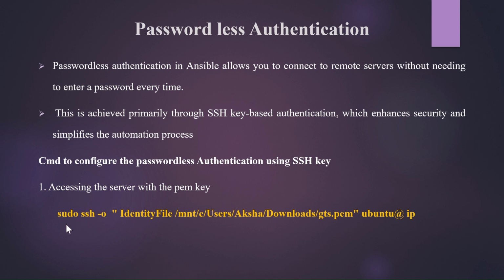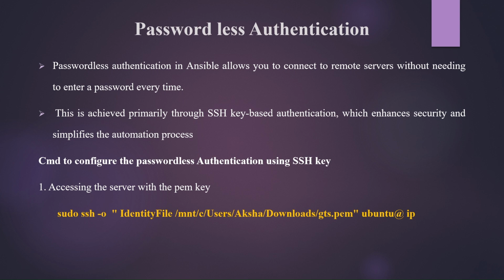Sudo ssh -o IdentityFile and the path, like /mnt/c/Users/.../Downloads/gts.pem, is the path for your key pair, and ubuntu@ you need to specify the IP address. So this means the sudo. This command runs the following command with superuser privileges. It's typically used when you need elevated permission to execute a command.